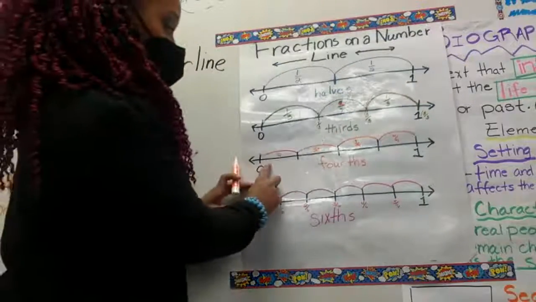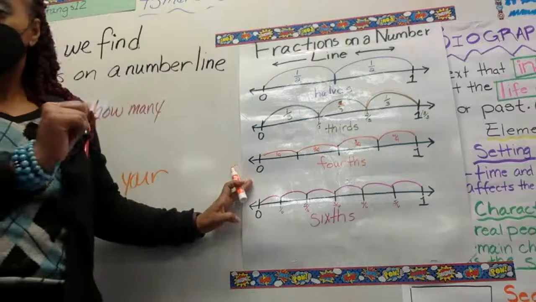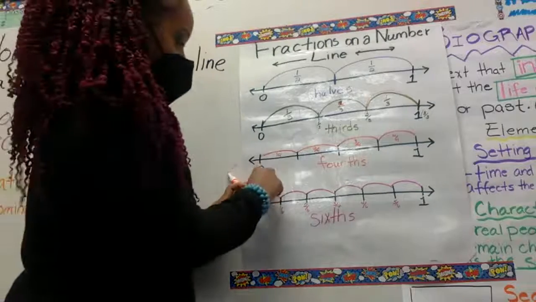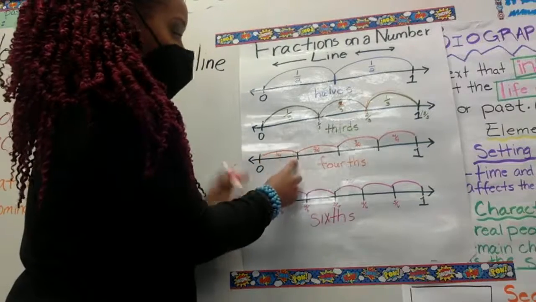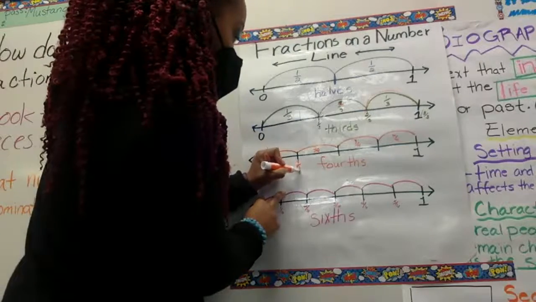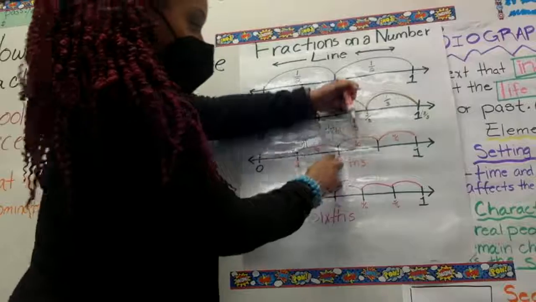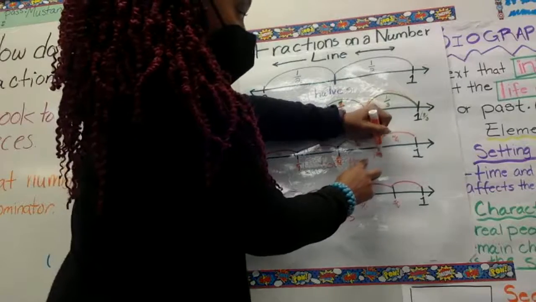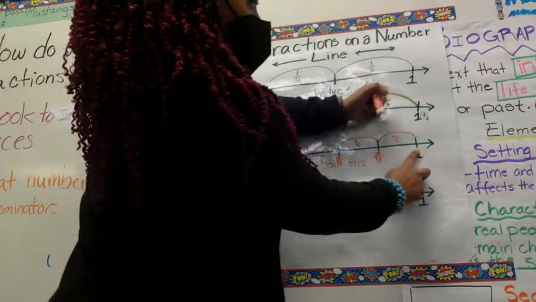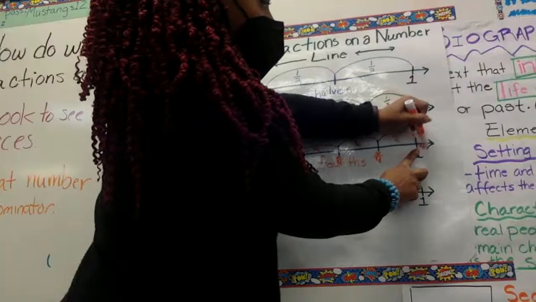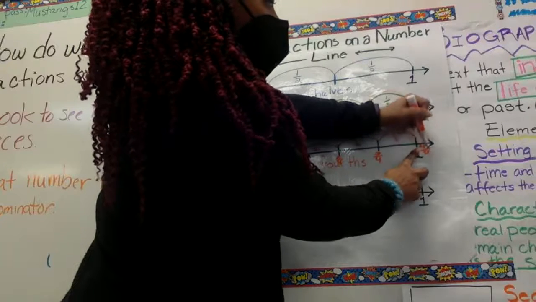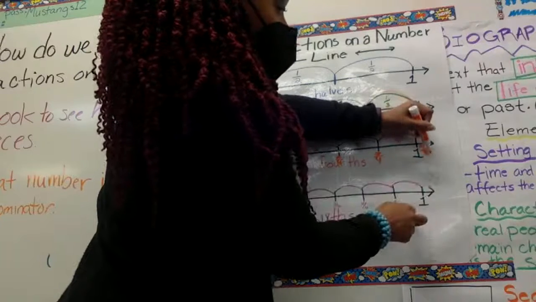So this, on the fourth number line, can everybody see? Yes. On the fourth number line, this is 0. So then this would be 1/4. The next one would be 2/4. The next one would be 3/4. And the final one, what's the fraction there? 4/4, or 1 whole. And let me clean up that 4.